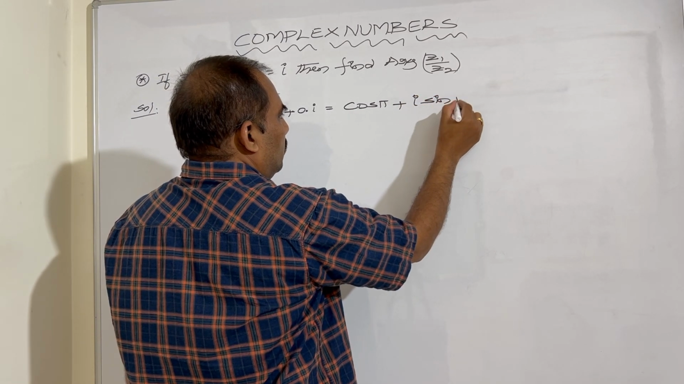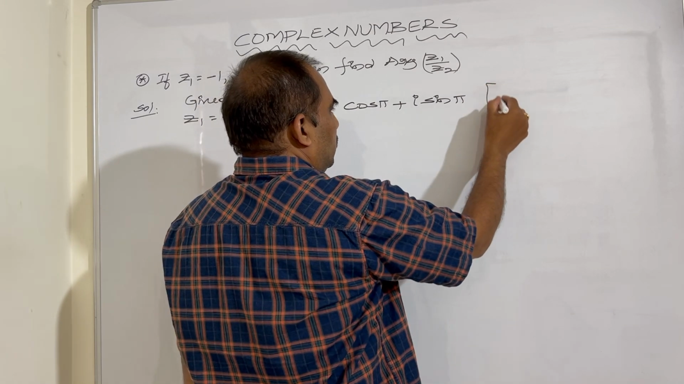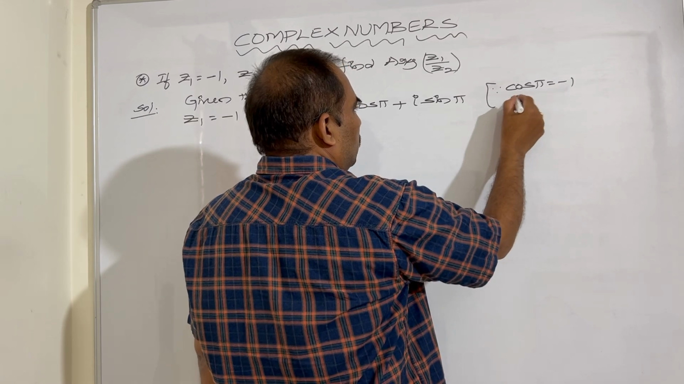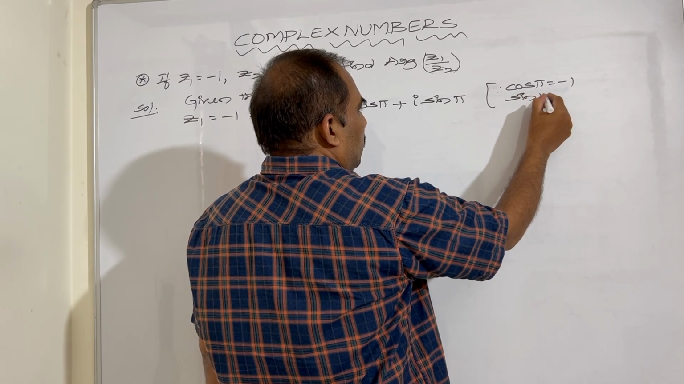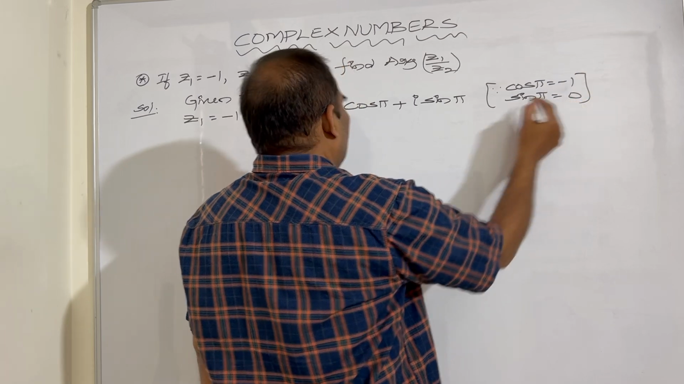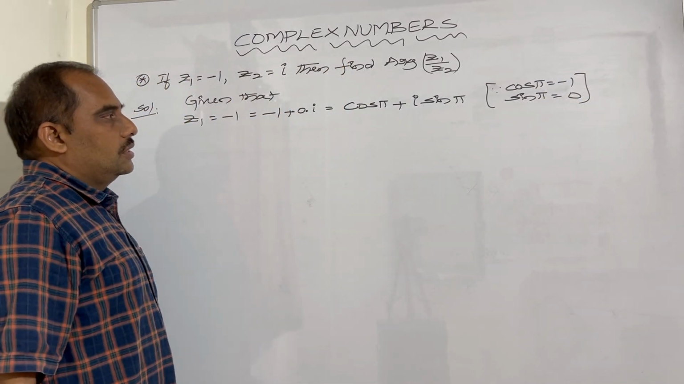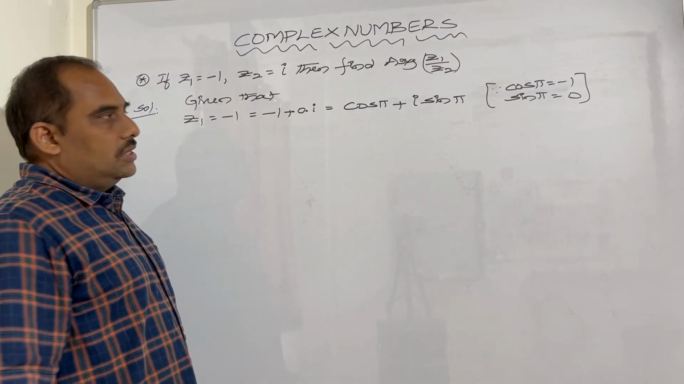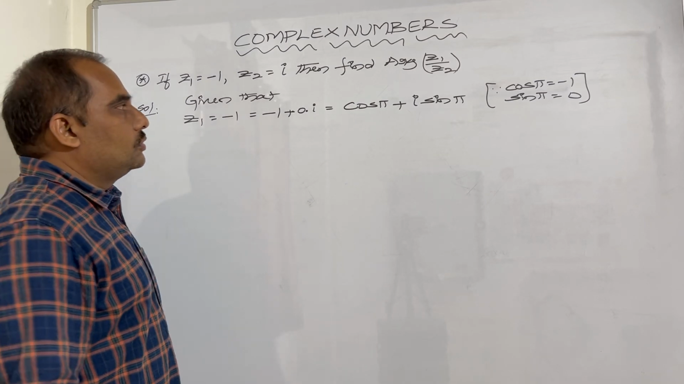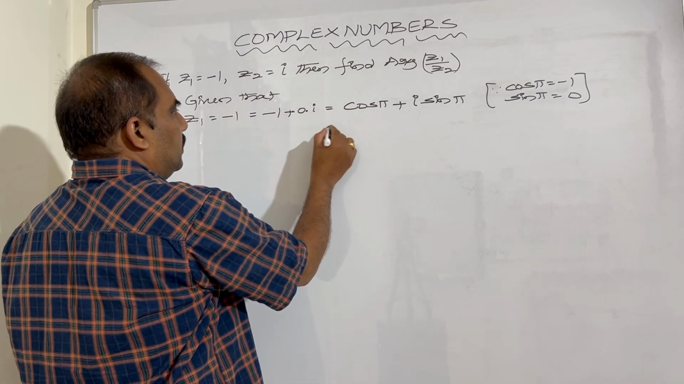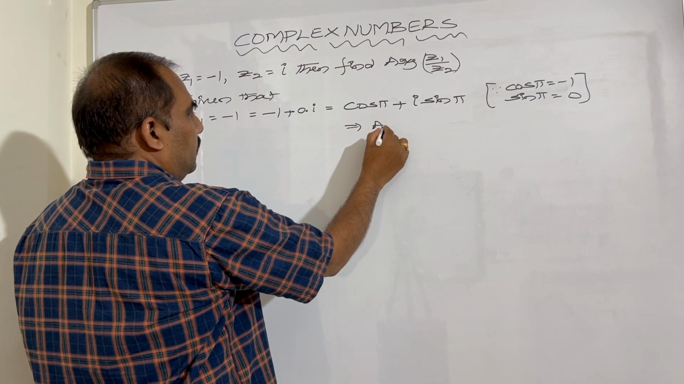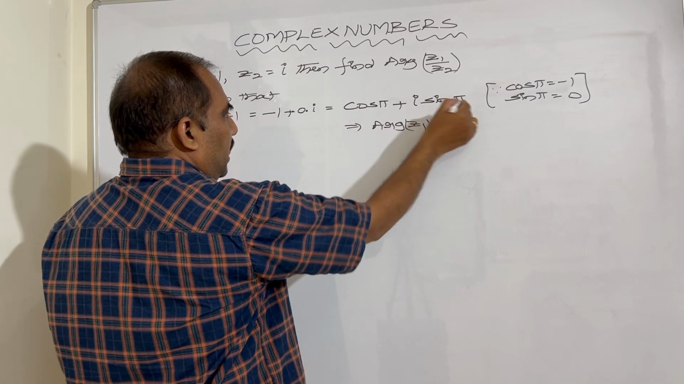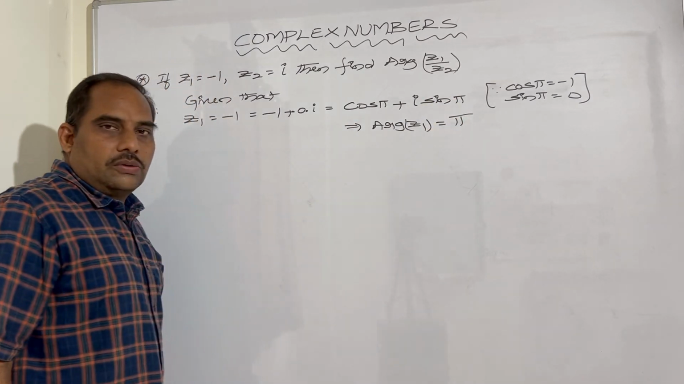sin pi. So for your understanding, here we know that cos pi value is equal to minus 1, and sin 180 value is equal to 0. So that's why this can be written as cos pi plus i sin pi. So it is like cos theta plus i sin theta. Theta is equal to what here? Pi. So that's why from this we can write the argument of z1, which is equal to pi, 180. Argument of z1 is equal to pi.